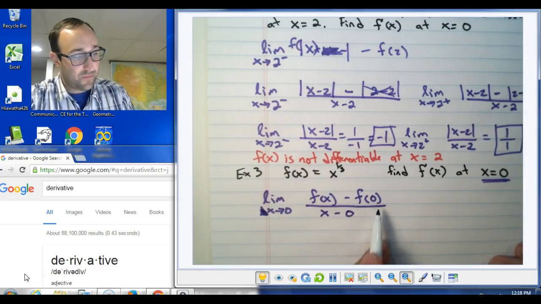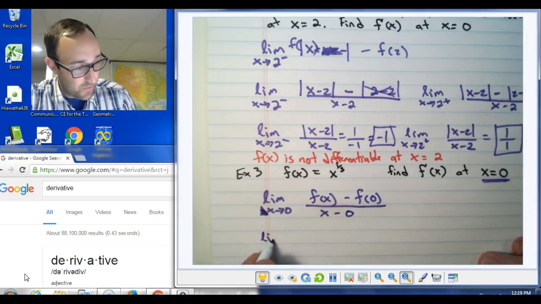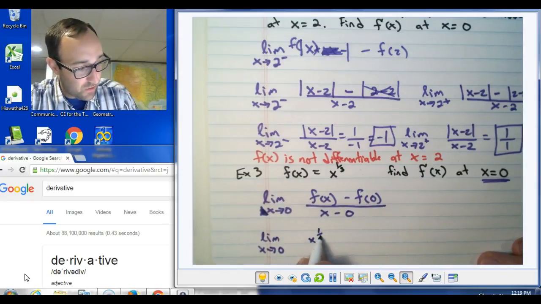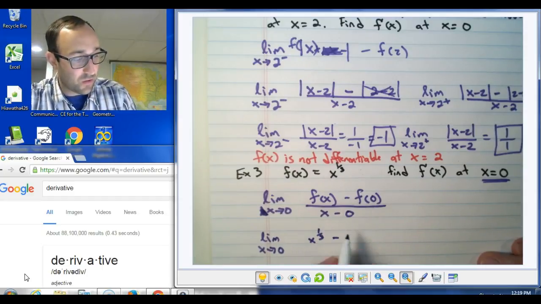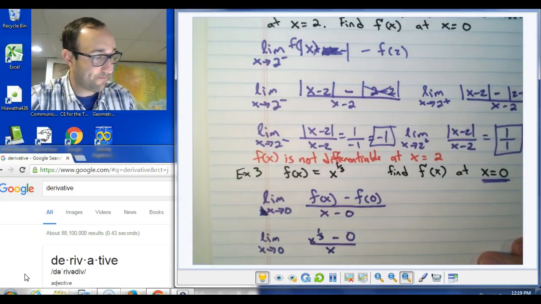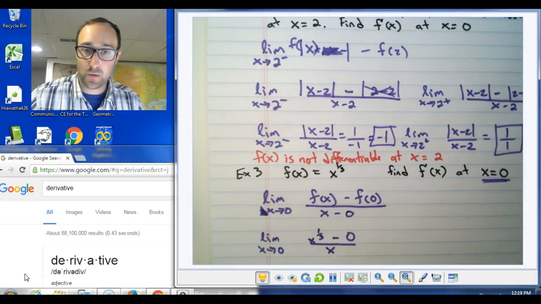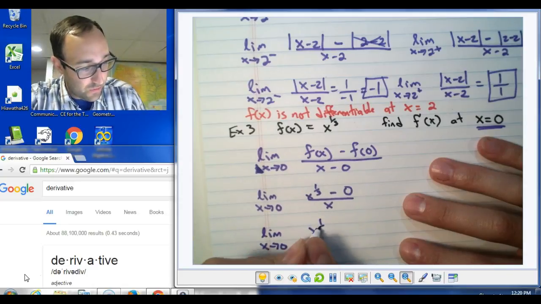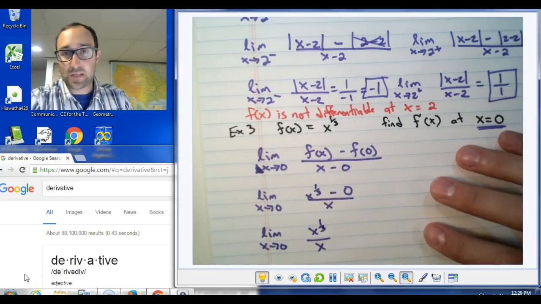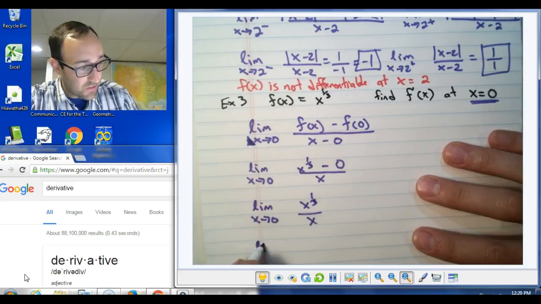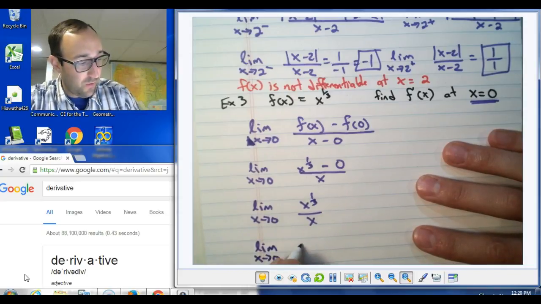Okay, there we go. So the limit as x approaches 0 of f of x is x to the 1/3 minus 0 to the 1/3, which is still going to be 0, all over x. Right? Good. So we have the limit as x approaches 0 of x to the 1/3 over x. I have the same bases, so what are you going to do with the exponents? You subtract them. 1/3 minus 1 is negative 2/3. Or we can say this is the limit as x approaches 0 of 1 over x to the 2/3 power.